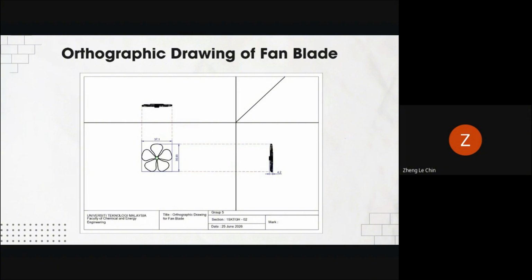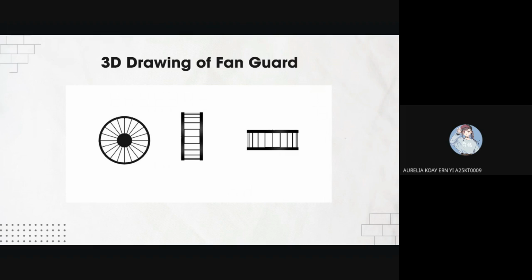You can see the construction lines and the 45-degree miter line in the top right quadrants. This is our 3D drawing. It's created using the AutoCAD 3D modeling function. And this will be the protector for the fan blade to prevent any accidental touches and contacts, and also to keep the fan blade from external harm.